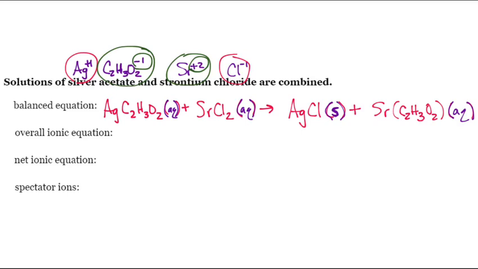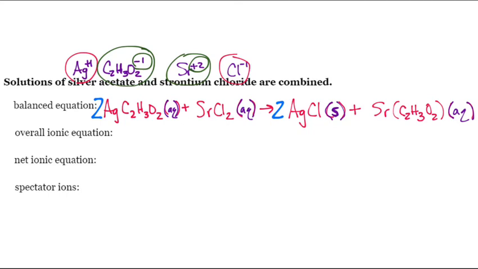All right, balanced equation. Oh, wait, it's not balanced. That's important. Let's see. I have one Ag on both sides. I have one acetate here and two there, though. So I am going to have to come back and put a 2 in front here, which means I'm going to have to put a 2 in front there to keep my Ags equal. One Sr on both sides. That looks good. Then 2 Cls and 2 Cls. Okay. That's all I need to be balanced.